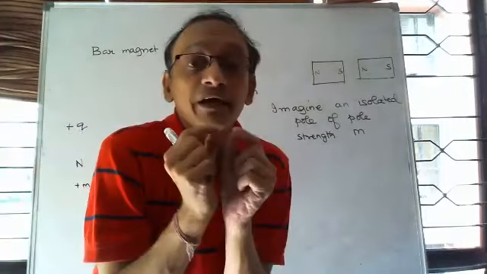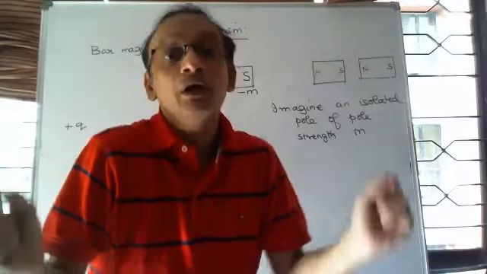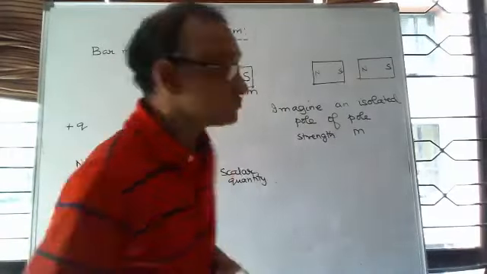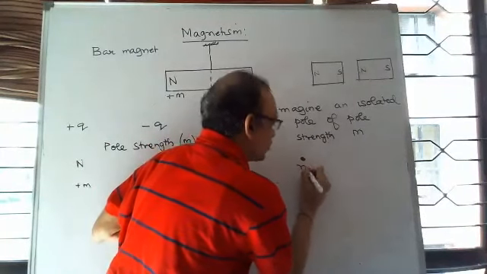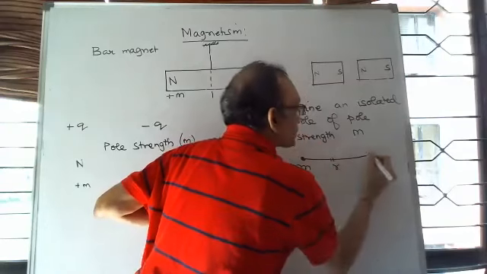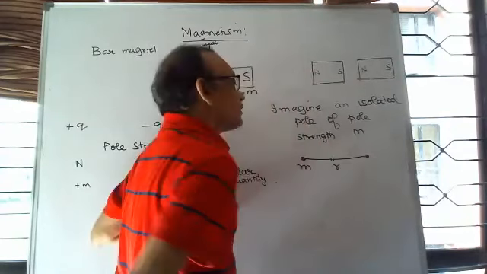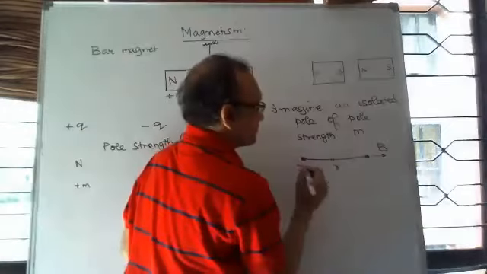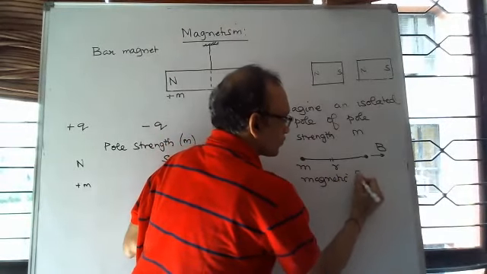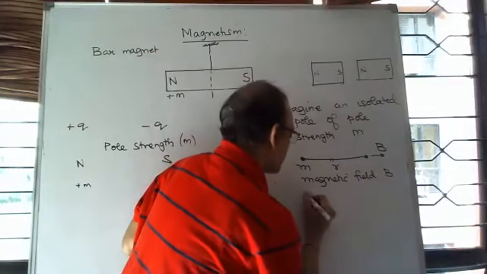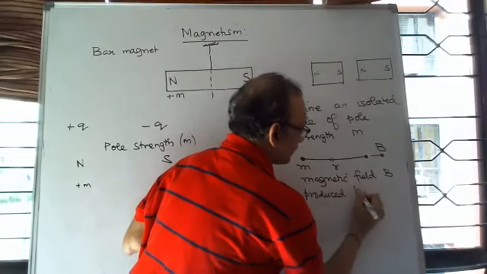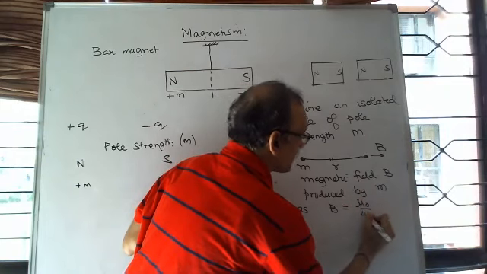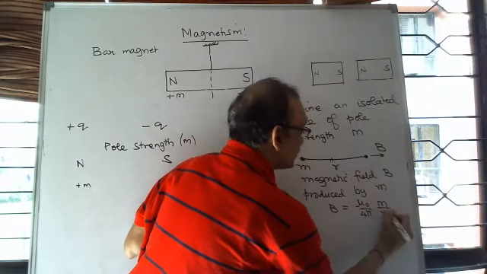Then, just like an isolated charge can produce an electric field, we can mentally imagine that an isolated pole can produce what is called a magnetic field. Imagine an isolated pole at a distance r. We end up getting a magnetic field B produced by M, which we define as B equal to mu naught by 4 pi M by r square. Inverse square law field.